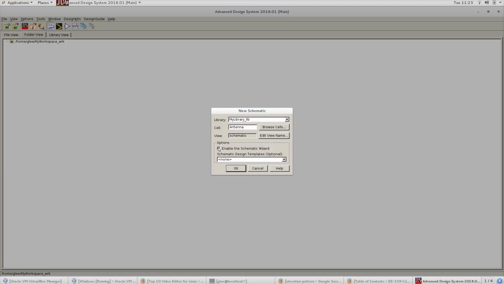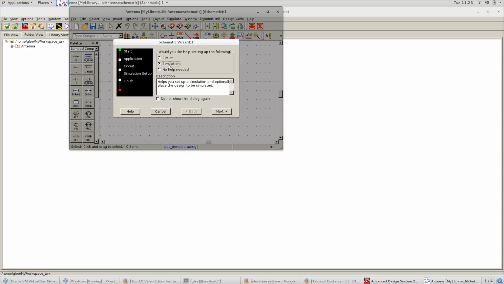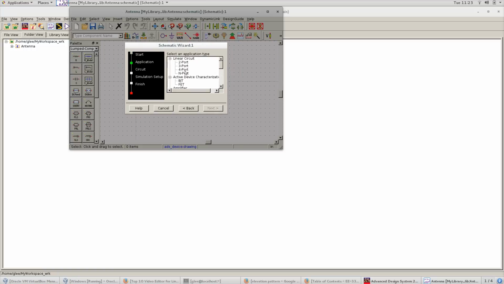If you know what you're doing and you want to put everything together without it, you can just disable it and go Finish, and then start building your model. But for the purposes of this discussion, I'm going to go through the schematic wizard. When you set it up here, you can choose whether you want to just do a circuit or a simulation. If you set up a simulation, then it walks you through putting the S-parameter simulator controller in the blocks. This might be helpful if you don't want to go navigating through the palettes. So I'm going to say Next.